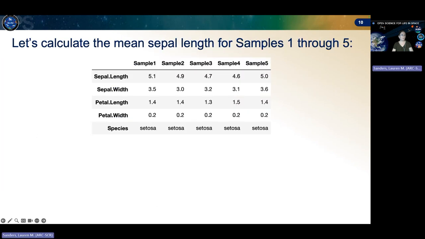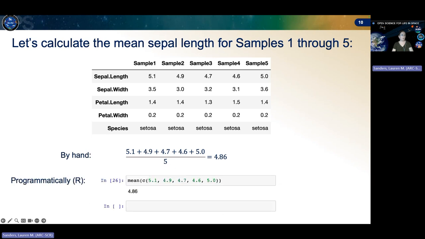We can calculate the mean sepal length for samples 1 through 5 by hand by adding up all of those numbers and dividing by the total number of data points. Thankfully, we're not going to have to do any of these calculations by hand because all of these functions are built into R, so we can do them programmatically. So in R, there's a function called mean, and you pass in a list of numbers, and you get the same thing that we would have gotten by hand.